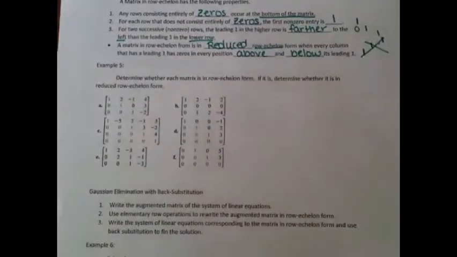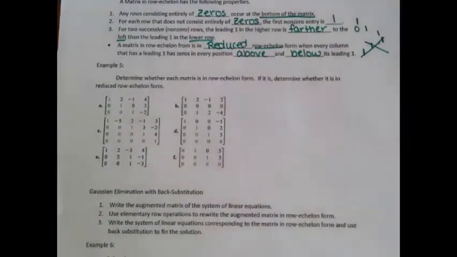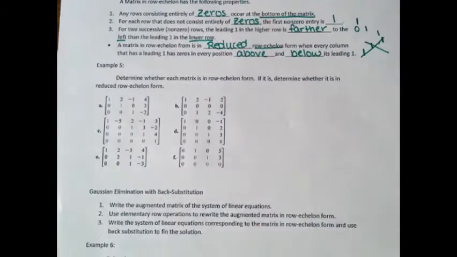All right, so let's look at whether we are in row echelon form or reduced row echelon form, okay? Determine whether each is in row echelon form or reduced row echelon form. So let's look at A here.